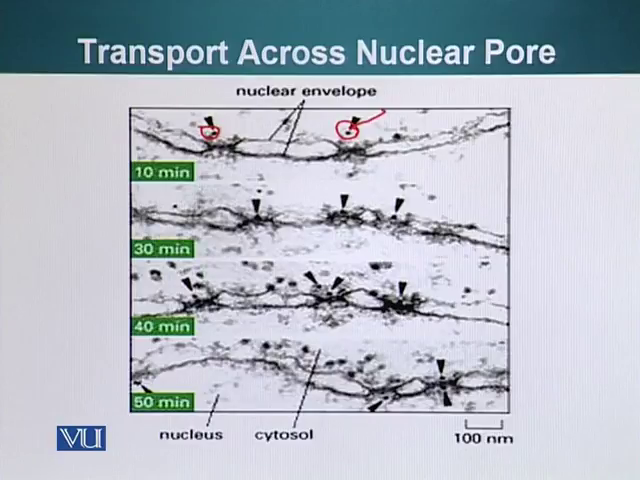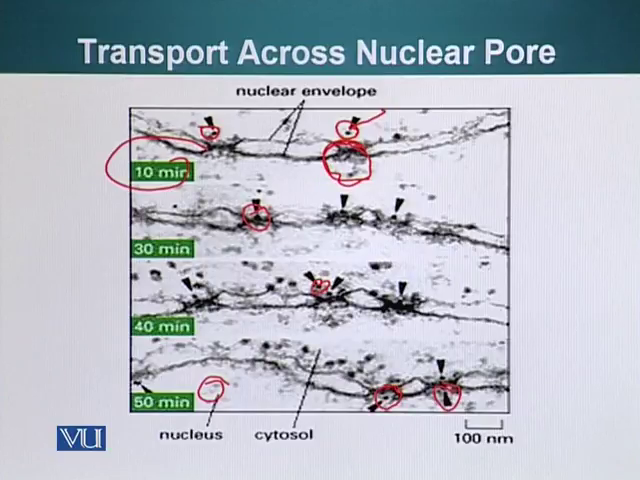So we injected cells with these gold particles attached to NLS, and then we fixed cells at different stages. After 10 minutes, for example, you can see the gold particles are present near the nuclear pore. This is the nuclear pore I have just circled. After 30 minutes, you can see some of these gold particles trying to get through the nuclear pore. However, at 40 or 50 minutes, you can see some of these gold particles, with arrows pointing at them, actually entering. They are present inside the nucleus.